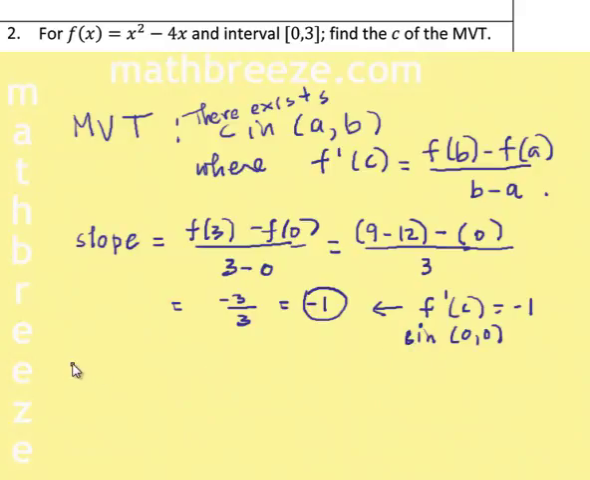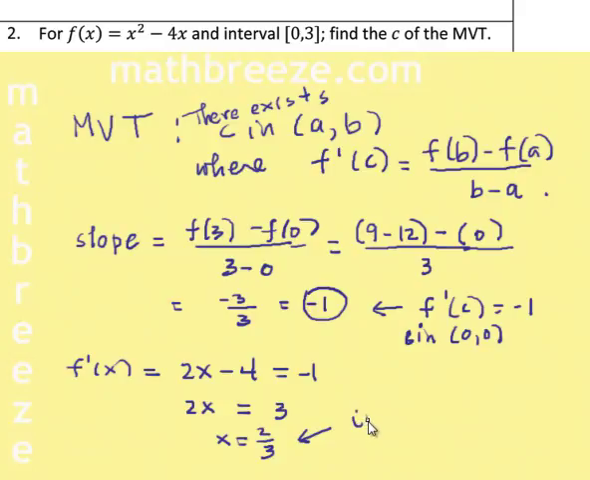Okay, so let's take our derivative, f'(x), and we're going to set it equal to -1 and solve. f'(x), using the power rule, that's 2x - 4. Set it equal to -1, and adding 4 to both sides, 2x is equal to 3, or x is equal to 2/3. Now 2/3 is in the interval (0, 3). All right, 2/3 is bigger than 0 and less than 3. So this is our c from the mean value theorem.